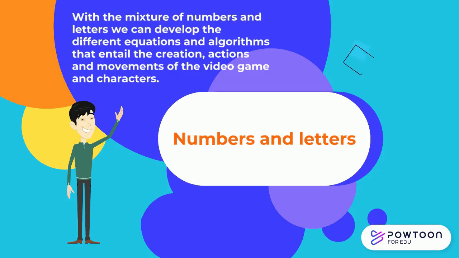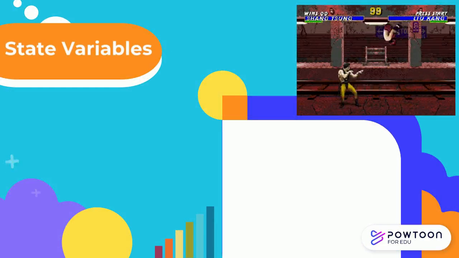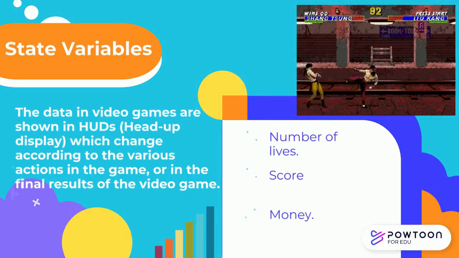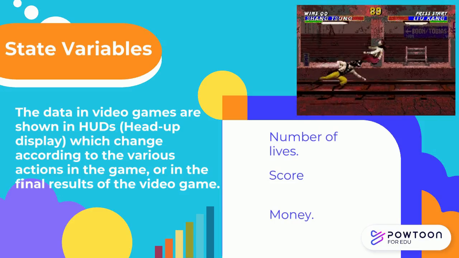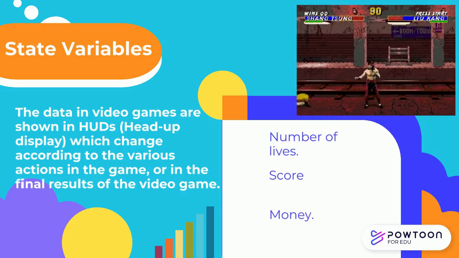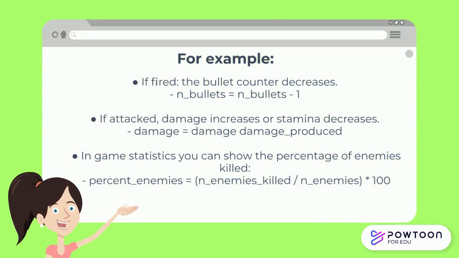In video games, we can use state variables. Much of the data in video games is simple operations like addition and subtraction. This data shown in the HUDs changes according to the various actions in the game or in the final result. For example, if you fire, then the bullet container decreases because for every shot the number of bullets is equal to the number of bullets minus 1.